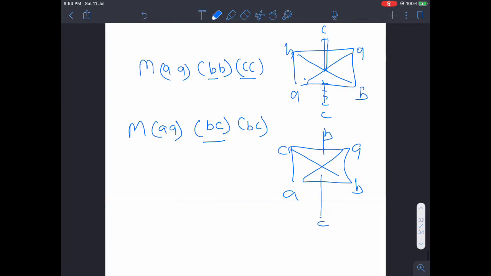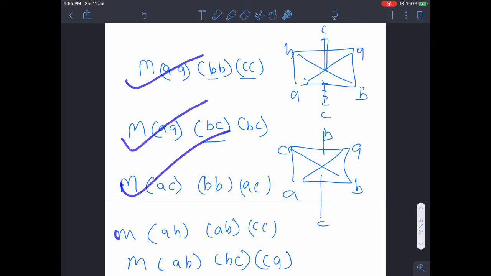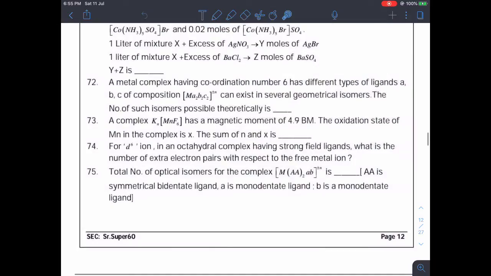So like that, how many such arrangements can I make? This time I will fix BB and change AC and AC. Next, I will fix CC, now AB and AB I will do. And at the end I will move in the cyclic order AB, BC and CA. So how many geometrical isomers are they asking? So 1, 2, 3, 4 and 5 geometrical isomers. Okay, so the correct answer for this will be 5.